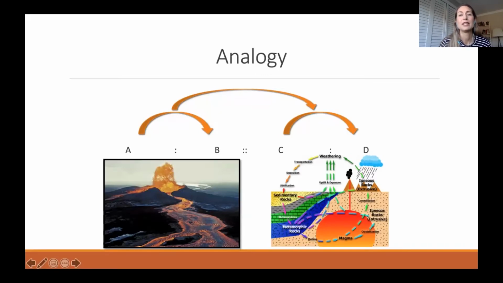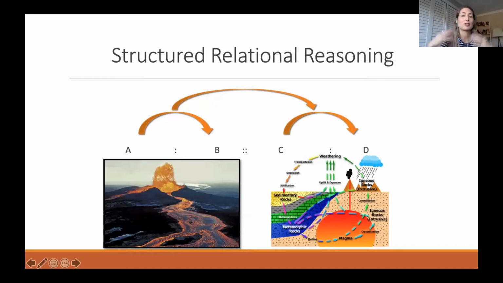So I'm really going to use the term structured relational reasoning because I want to think a little more broadly than just this very clear same relation. Sometimes I'll use analogy, and I mean this more complex relation, but that's really what I'm talking about.